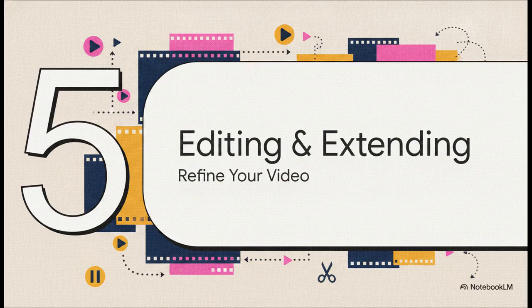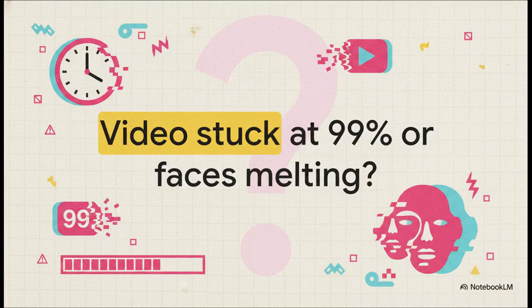Section 5, Editing and Extending. Let's talk about the polish phase. So, you've generated some clips, but let's be real, what happens when things go completely sideways? Have you ever had a clip get stuck at 99%? Or worse, you hit play and the faces are literally melting into the background? Yeah, it happens. These are common, incredibly frustrating errors in the AI space. So, how do we troubleshoot them fast without wasting our daily credits?